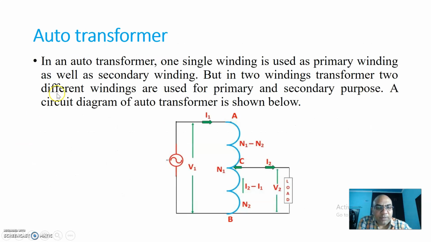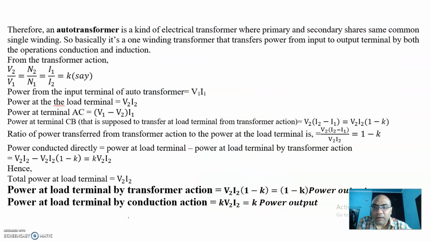So when we are using the one winding, this one winding will be used for providing both the operations, conduction as well as induction. What does it mean? It means when we are giving supply here, then from the supply, we will ultimately get the supply at the load terminal. Power is transferring from this side to this side by two principles. One principle which we call conduction and another principle in which transformer acts is induction principle, right? So in auto transformer, power will move from input to output terminal by both the actions, conduction as well as induction.